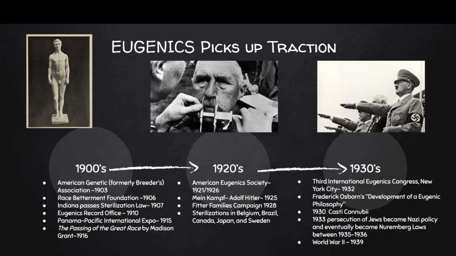The Panama-Pacific International Exposition in 1915 showcased eugenics and displayed a man who was to represent the average American male, as seen in the top left. Many thought he looked weak and pudgy. Eugenicists spread to people that this was due to the intermixing of races and how this has weakened traits in Americans.